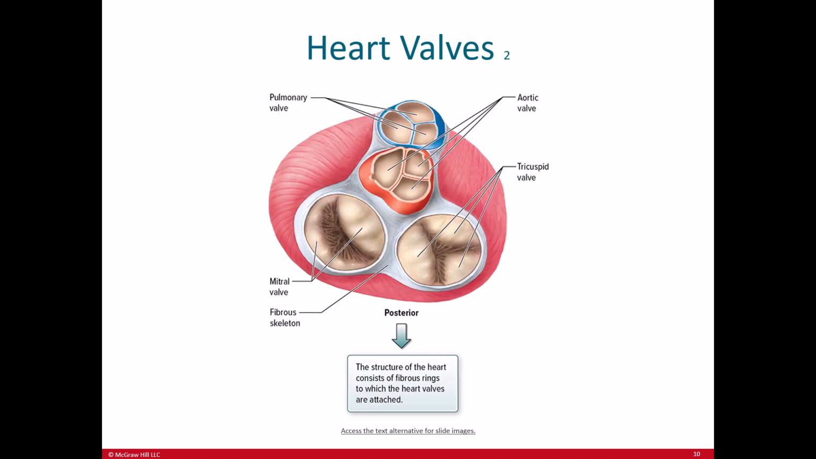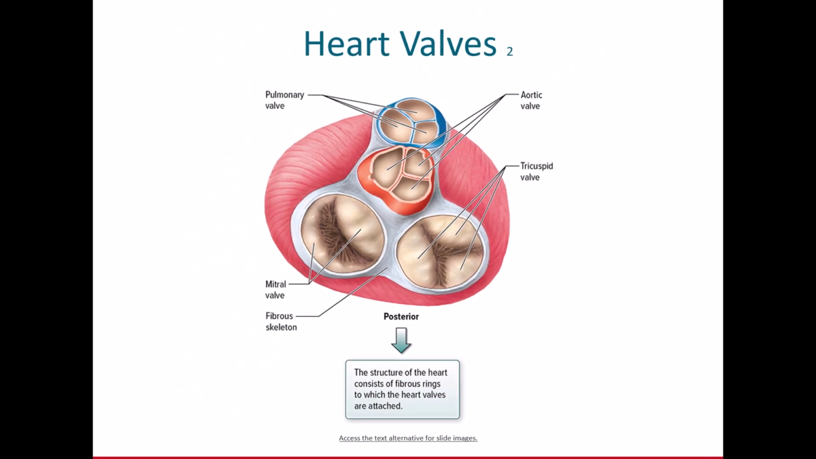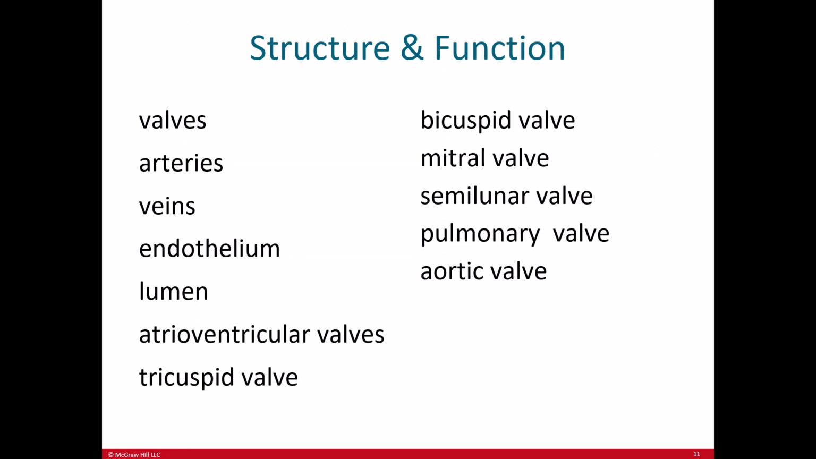Let's look at those valves. So here you can see the valves. Blood is pumped through the 4 heart chambers with the assistance of 4 heart valves: the pulmonary valve, the aortic valve, the tricuspid valve, and the mitral valve. The structure of the heart consists of fibrous rings to which the heart valves are attached. Here are terms you're going to see with structure and function: valves, arteries, veins, endothelium, lumen, arterioventricular valves, tricuspid valve, bicuspid valve, mitral valve, semilunar valve, pulmonary valve, and aortic valve.